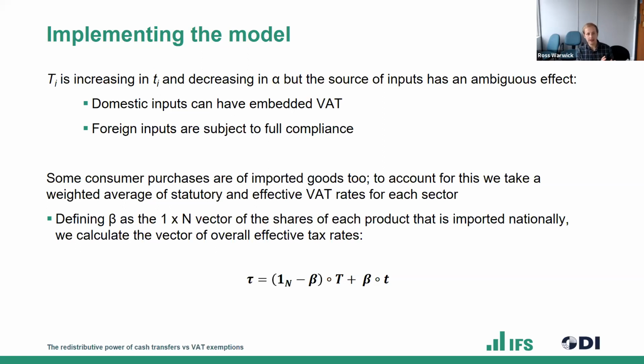So that's all focused on the calculation of effective VAT rates on domestically produced goods. We also need to account for the fact that some consumer purchases are of imported goods, goods that aren't produced by the production technology that we just set out in the previous slides. So to account for this, we take a weighted average of the statutory VAT rate and the domestic effective VAT rate for each sector, and this is given by the vector tau. So tau is going to be the final vector of total VAT rates across each sector.